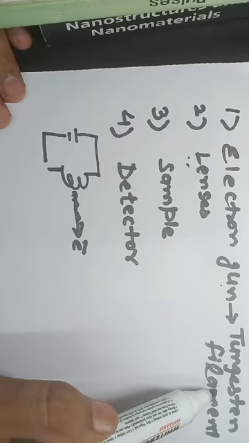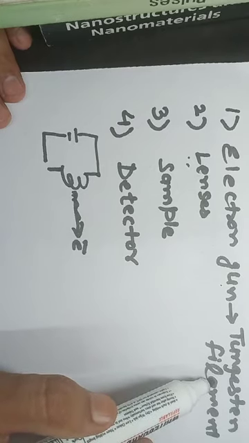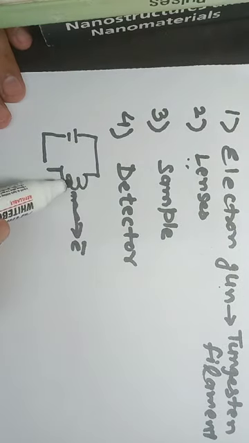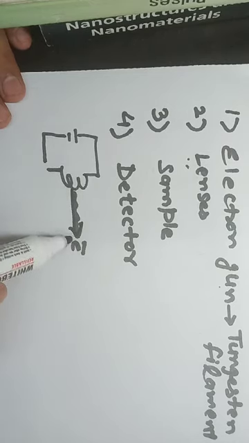Work function is the amount of energy which is required to knock out one electron from the metal surface. So if you knock out one electron, then that will be the work function. So lower the work function, higher will be the probability of the emission of the electrons in this case.